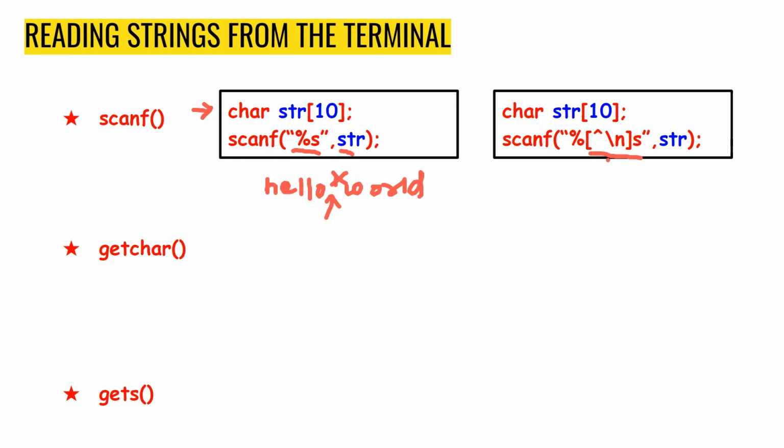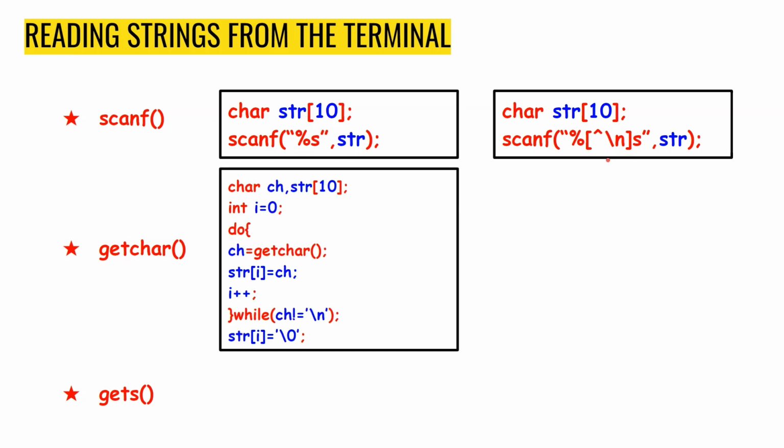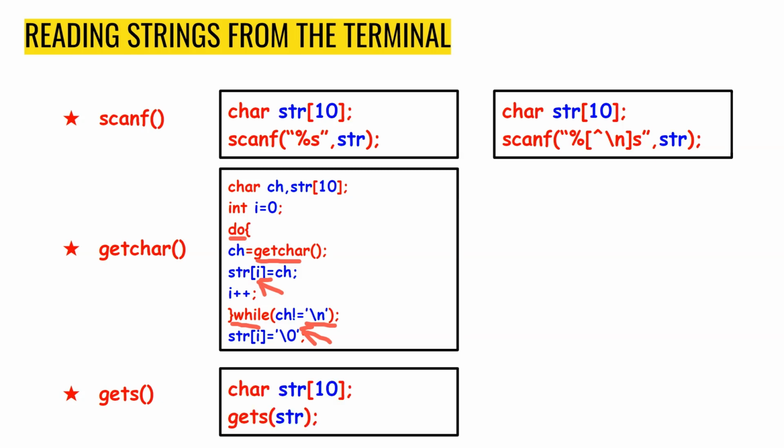The next way of reading strings from the terminal is getchar. We know that getchar reads only a single character at a time, so for reading a string we are using a loop. This function can be used repeatedly to read, and the characters get stored in an array. The reading is terminated when the new line character is entered, and the null character is then inserted at the end of the string. If you want to read an entire string, then you can use the gets function. It can read a string of text containing white spaces also. We have already seen how to use getchar and gets in our previous input-output video. If you have not watched that video, kindly check the description for the link.